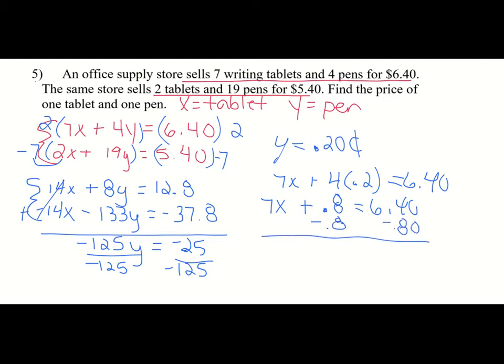Or 80 cents there. So 7x equals $5.60, or 5.6 divided by 7. So x equals 0.8 or 80 cents. So that means each tablet is 80 cents, each pen is 20 cents. And again, we can write it as an ordered pair to show our solution. But we're talking about money for each, so the pens are 20 cents and the tablets are 80 cents.